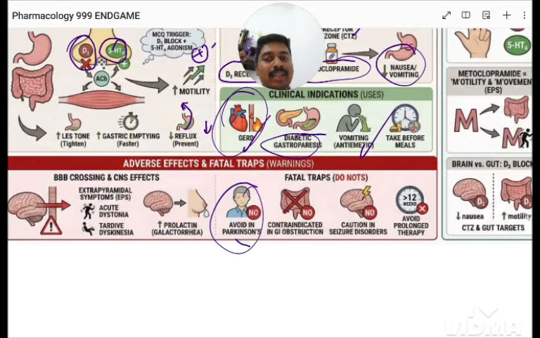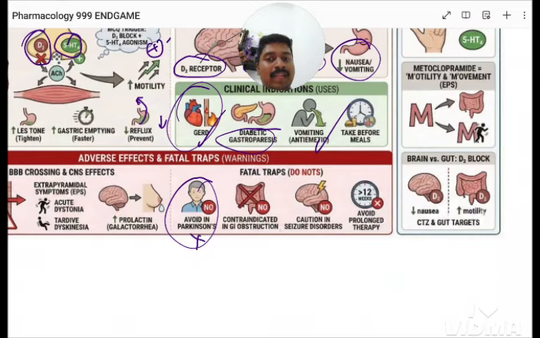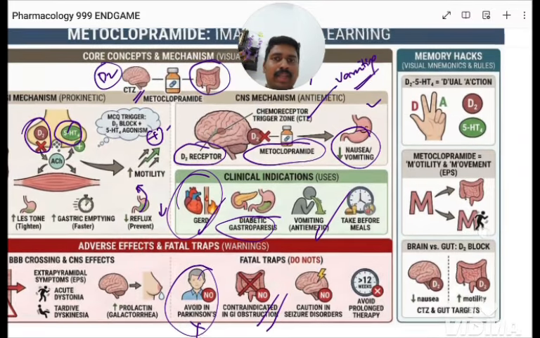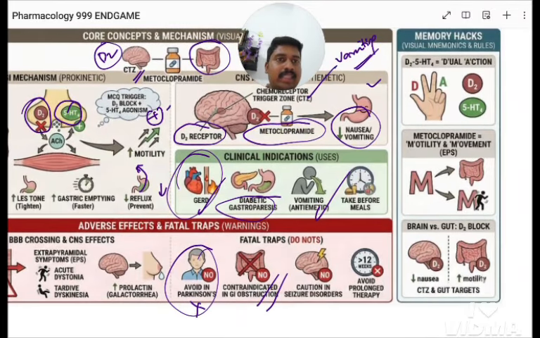Okay, so that's why this is avoided in Parkinsonism and used with caution in seizure disorder also. The second thing is, whenever you are giving a prokinetic which will increase bowel movement, it should be avoided in obstruction, because if you are giving something which increases motility in intestinal obstruction, it will aggravate the obstruction. Okay, there is risk for intestinal perforation and rupture. That's why we will not give D2 blockers, that is metoclopramide, in GI obstruction. We will not give any prokinetic drugs in GIT obstruction.